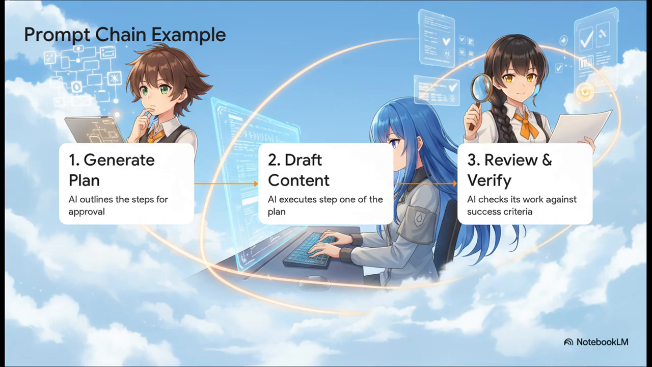For instance, your first prompt just asks the AI to generate a step-by-step plan. Once you get that back and approve it, your second prompt tells it to execute only the first step. Then a third prompt can force it to review its own work. See? The output of one step becomes the precise, controlled input for the next.